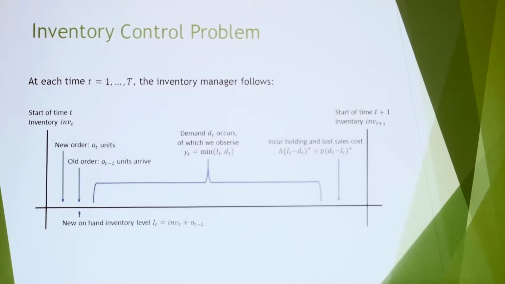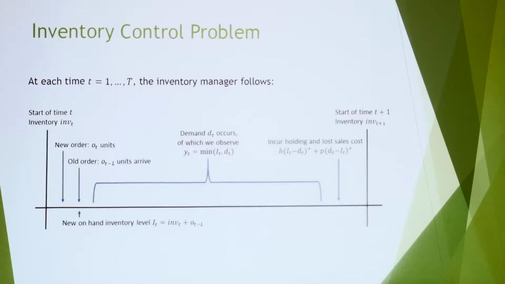and it's important to note that you can't actually observe the entire demand. You can only observe the amount of product that you sold. So all you can observe is the minimum of the inventory you have and the actual demand that arrives. And then finally, at the end, the firm will incur some costs.